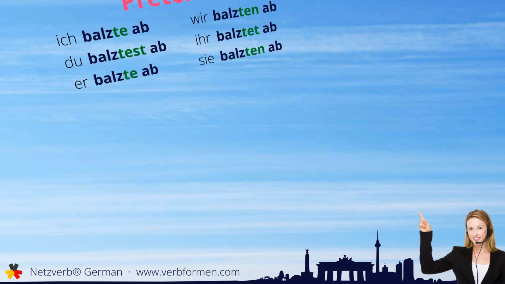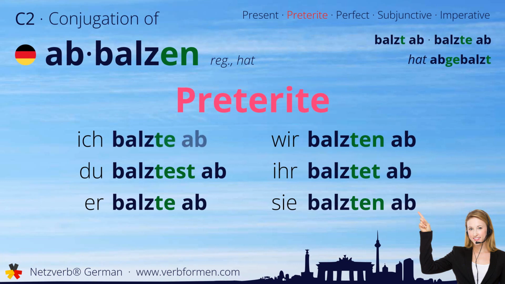Next up is the preterite. Ich balzte ab. Du balztest ab. Er balzte ab. Wir balzen ab. Ihr balztet ab. Sie balzen ab.